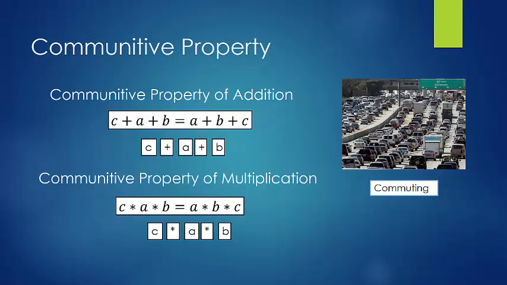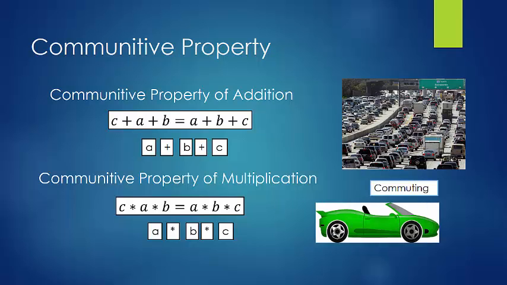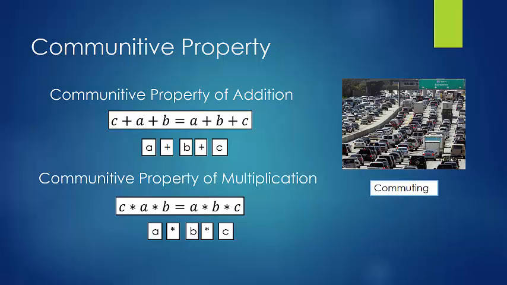Now, commutative property. The order changes. And same thing for multiplication. You can move around the order. Yep, there's a car commuting. Think that car, you're commuting to work. That's not a picture of my car, by the way.